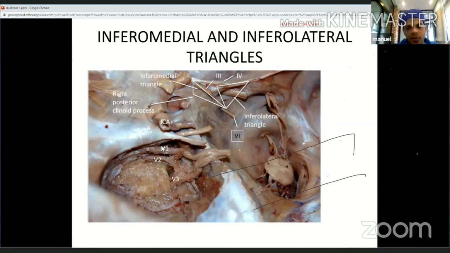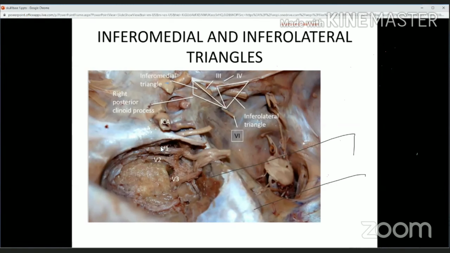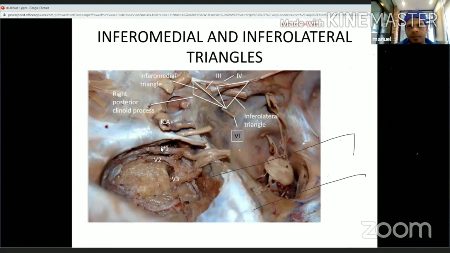Okay, I'm going to show them. You see, this is the inferolateral and inferomedial triangle. The inferomedial paraclival triangle is bordered by a line from the dura entry of the abducens nerve, the posterior clinoid and the petrous apex. It contains the porus of the abducens going to the Dorello's canal and Gruber ligament.